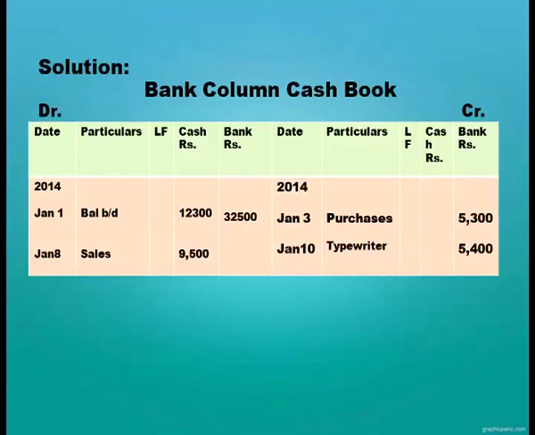See how it is coming in the cash book with a bank column. January 1st, to balance brought down in the cash column and in the bank column, the opening balance. January 3rd, purchase goods and paid by check. Purchases account debit to bank. In the bank column you have to write. Goods sold for cash, January 8th. In the cash column, cash account debit to sales. Purchase typewriter and paid by check. On the credit side, you have to post "By typewriter" in the bank column. Typewriter debit to bank. Date in the respective column.